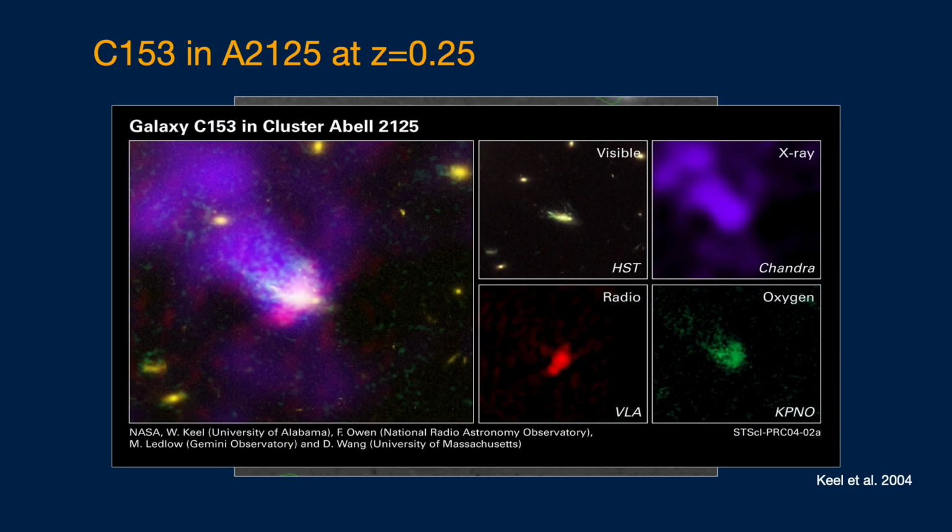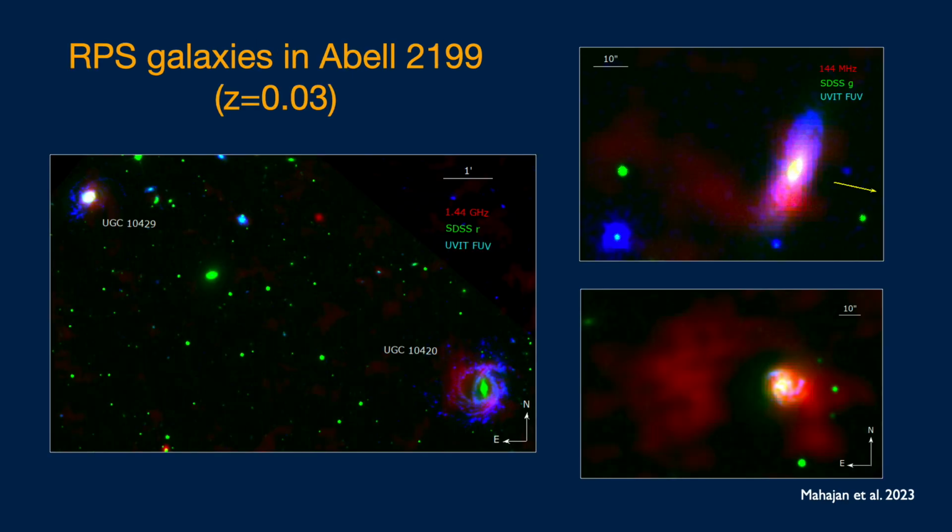This galaxy, C153, is moving through the cluster of galaxies Abell 2125 at a redshift of 0.25. The gaseous wake is left behind as the galaxy moves through the ICM, just like the exhaust from a rocket as it moves through the Earth's atmosphere.